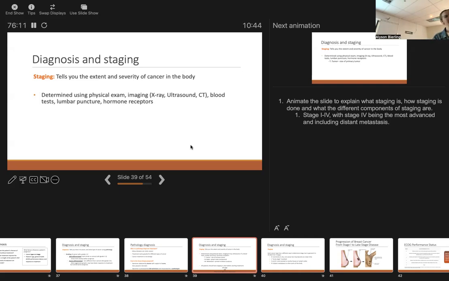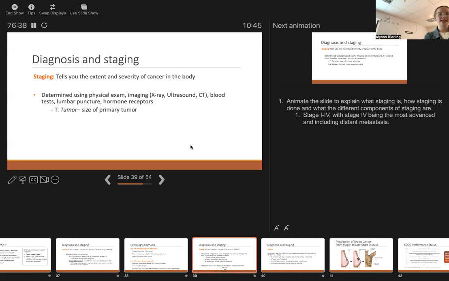Blood tests also can help determine the stage, and we use different blood tests depending on the type of cancer. Lumbar puncture also can help us determine the stage if it's a liquid cancer, and then hormone receptors as well. We'll give more specific examples of these as we discuss the different types of cancer.